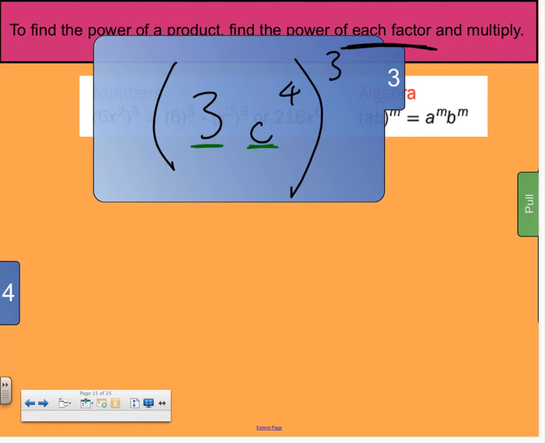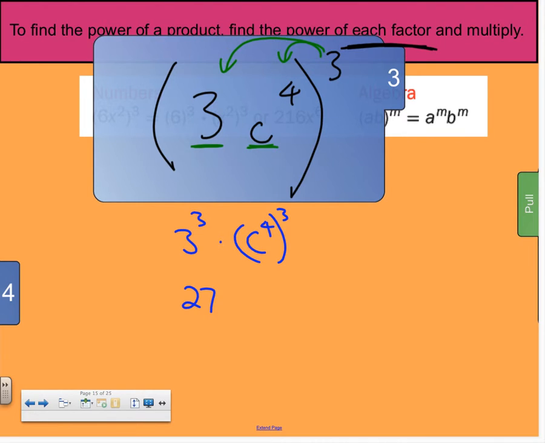And remember, this 3 has to be applied to each of those factors. So I'm going to rewrite this as 3 to the third times c to the fourth raised to the third. Well, 3 to the third is what? 3 times 3 times 3 is 27. c to the fourth raised to the third: I have a power raised to a power. So what do I do to the exponents?